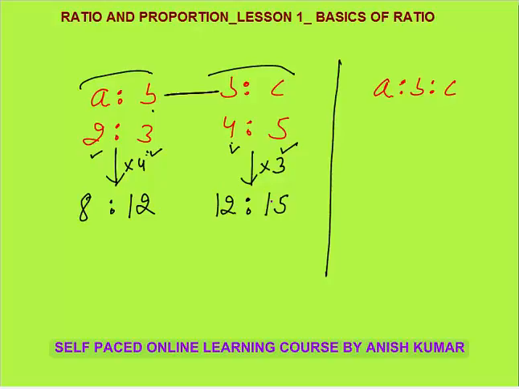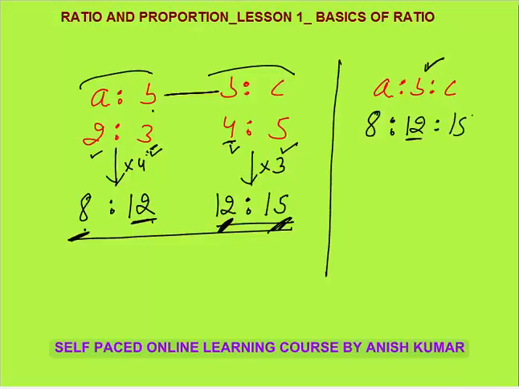Why did I do so? I did so in order to make the B the same. Here B was 3, here B was 4. So 3 into 4 is 12, 4 into 3 is also 12. So whenever A is 8, then B is 12. What is the ratio of A is to B? 8 is to 12, meaning whenever A is 8, then B is 12. Now the second: whenever B is 12, then C is 15. You got the answer as 8 is to 12 is to 15.